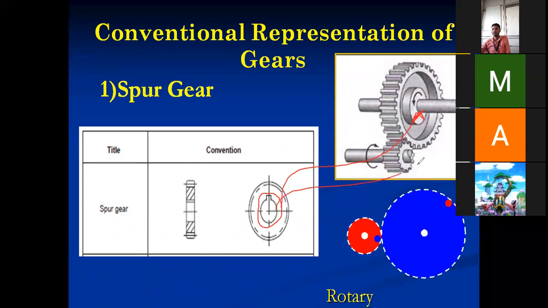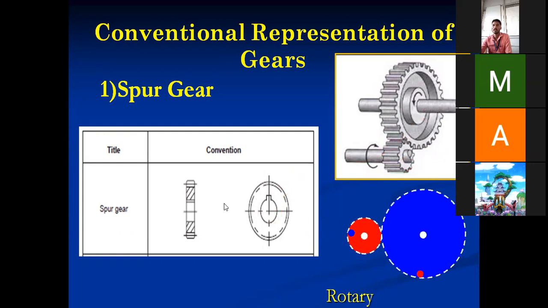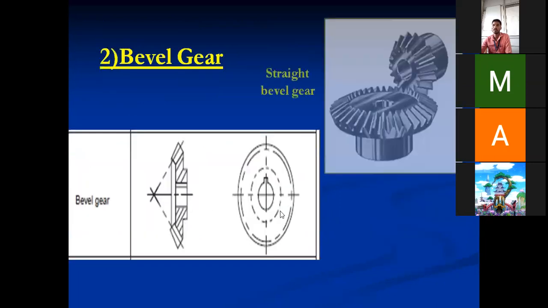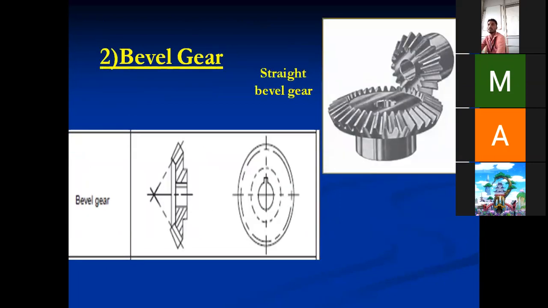Maybe this structure is here, or something like here it is not present, but still it is called as hub. This is a circular hole where it is used to mount on the shaft. It is called as hub. So in case of spur gear, hub is present. Then further, in case of bevel gear, hub is present.